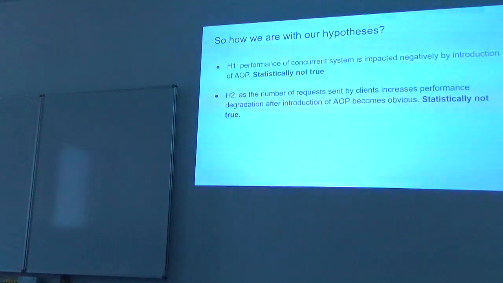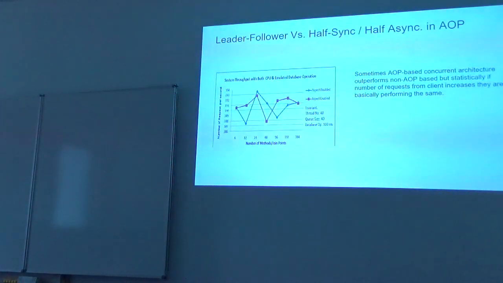So these are two hypotheses they initially had. First hypothesis was that performance of concurrent systems is impacted negatively by introduction of AOP. This turned out to be statistically not true. And second hypothesis they had was that the number of requests sent by the clients increases performance degradation after introduction of AOP. And this also turned out to be statistically not true because of this graph.